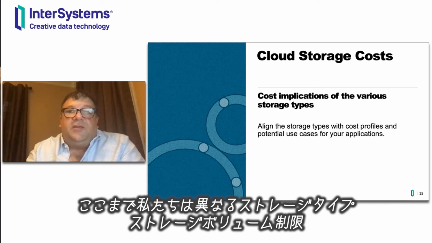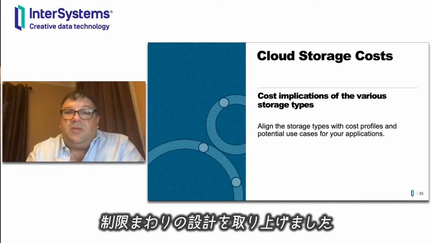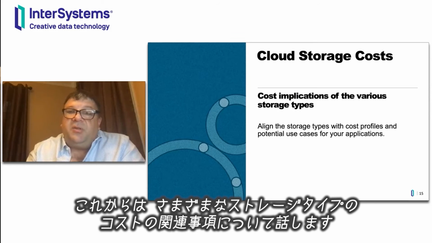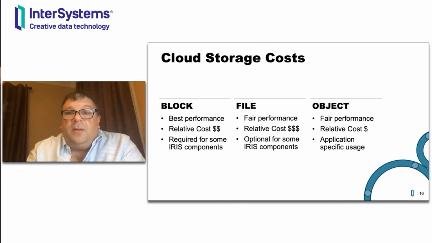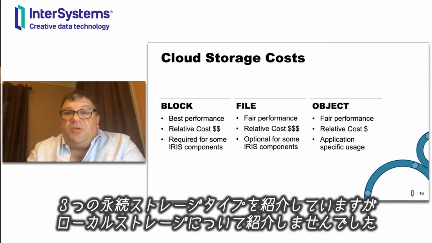So far we discussed the different storage types, storage volume limits, and how to design around those limits. So let's discuss the cost implications of the various storage types. Here we have the 3 persistent storage types.